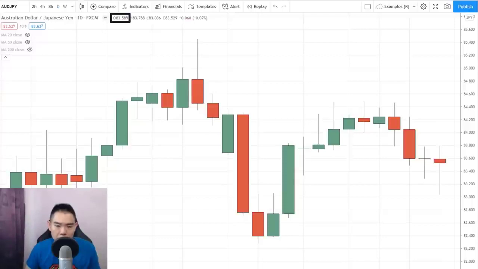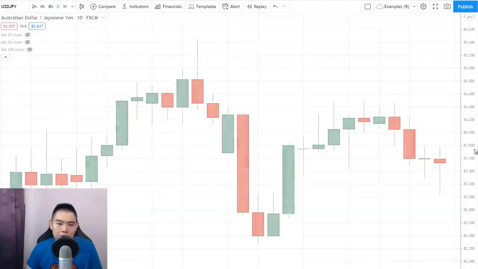So it opened at this price point, 83,589. The highest price point for the day is 83.788, which is over here. The low of the day is 83.036, which is here. And the closing price for this market for this day is 83.529, which is at this price point over here. Does it make sense? So let's do one more example.